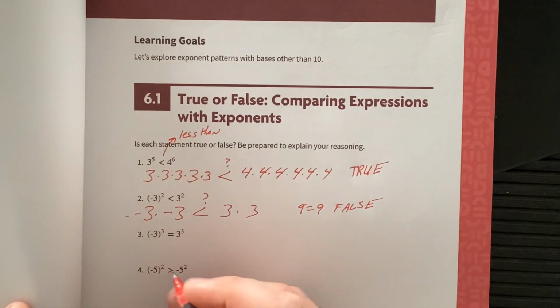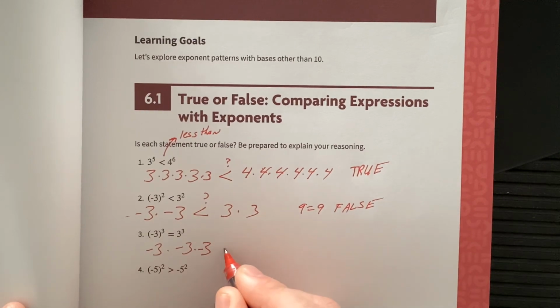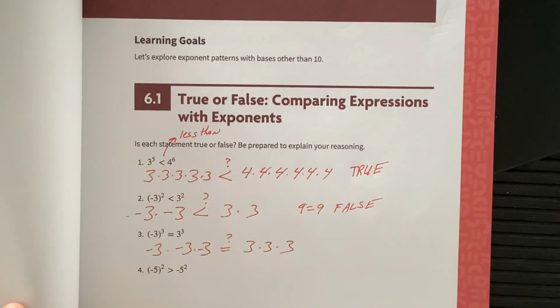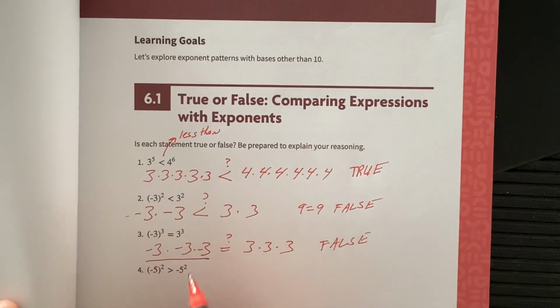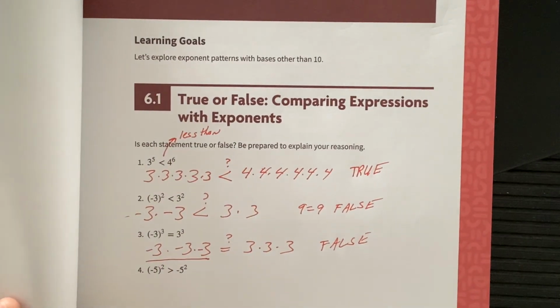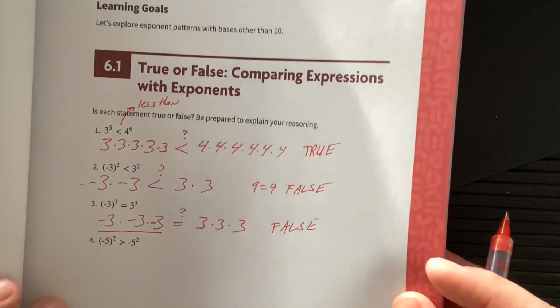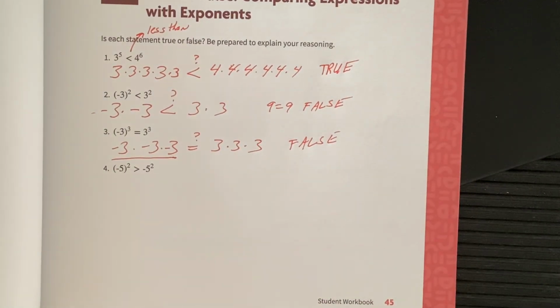Okay, 3. Negative 3 times negative 3 times negative 3 equals 3 times 3 times 3. True or false? Yeah, that one is false. If I multiply 3 negatives together, I do get a negative, right? Odd number of negative signs. That would be negative 27, in fact. The right side would be positive 27. Those are not equal.